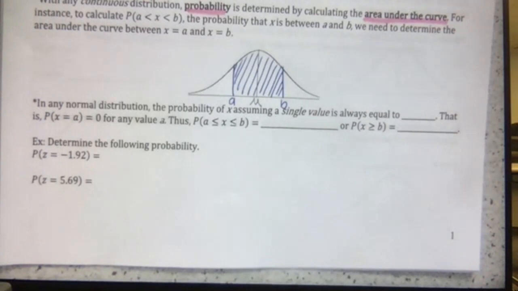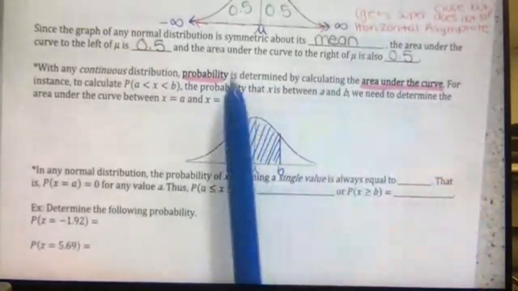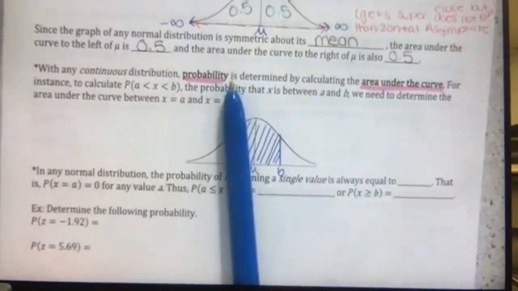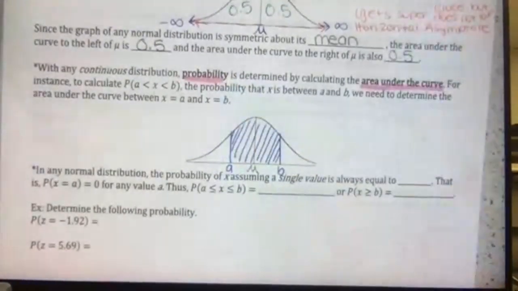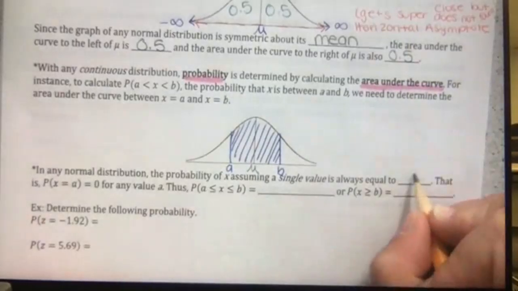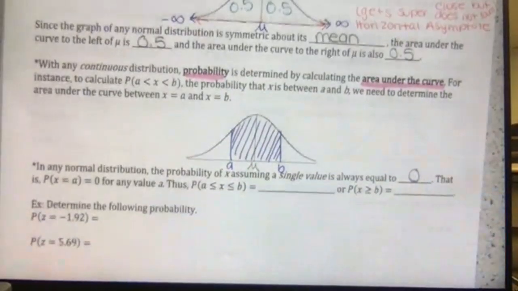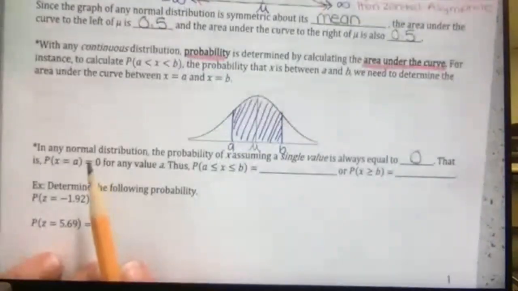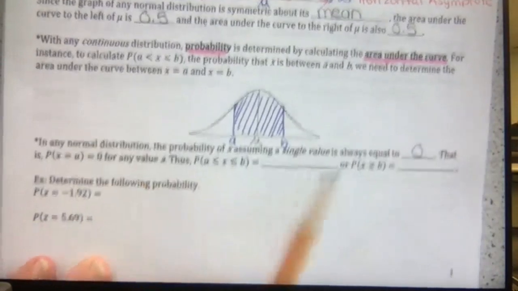So in any normal distribution, which has this nice bell-shaped curve, the probability of X assuming a single value, which we talked about up here, say just A, means there's no shaded area. So if there's no shaded area, it's going to be 0. So the probability of X assuming a single value is always equal to 0. That means the probability of X equaling A is going to be 0 for any value of A.